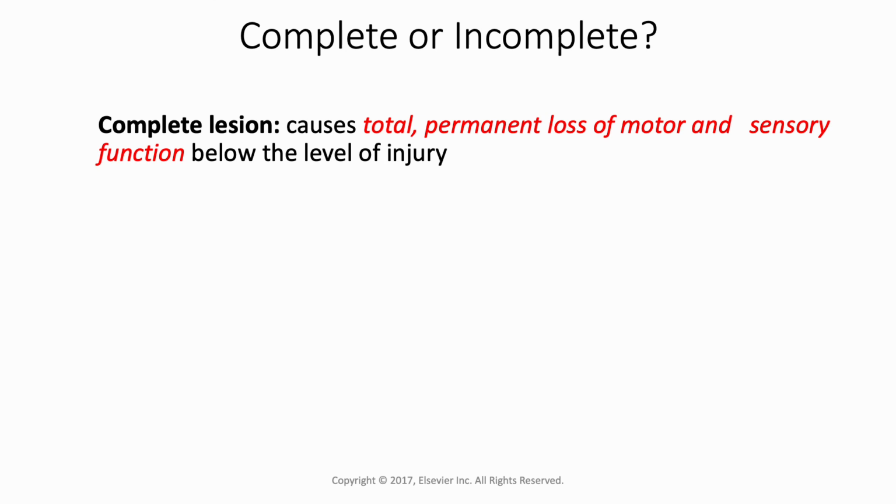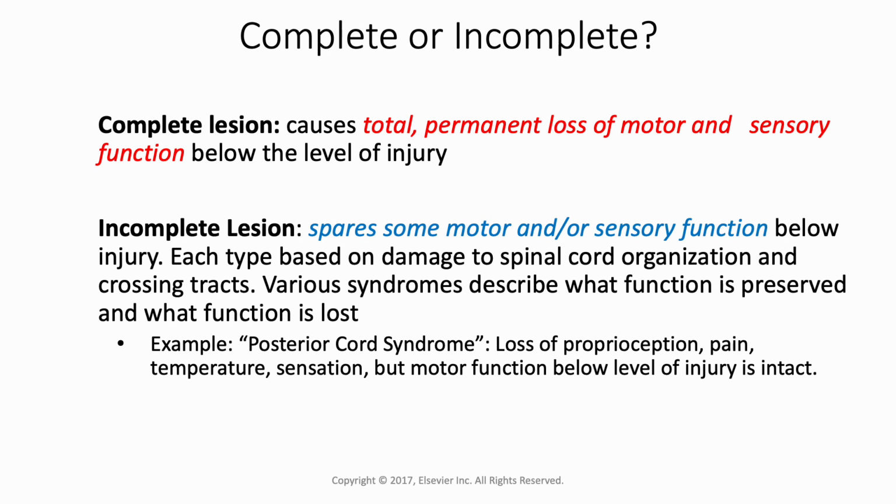Now, when we talk about an incomplete lesion, think about looking at a cross-section of the spinal cord and how certain parts of it might be damaged, but other parts might be okay. So we're sparing maybe some motor and maybe some sensory function below the level of the injury. Now, as you can imagine, there's a lot of different ways different parts of the spinal cord could be damaged and other ones are spared. So based on the type of damage to the spinal cord and based on which tracts are affected, we're going to see different symptoms in our patients. And we call these syndromes. So different syndromes are going to describe which functions are preserved and which functions are lost.